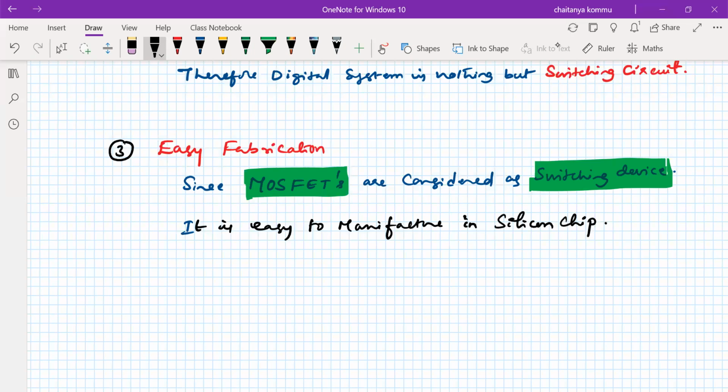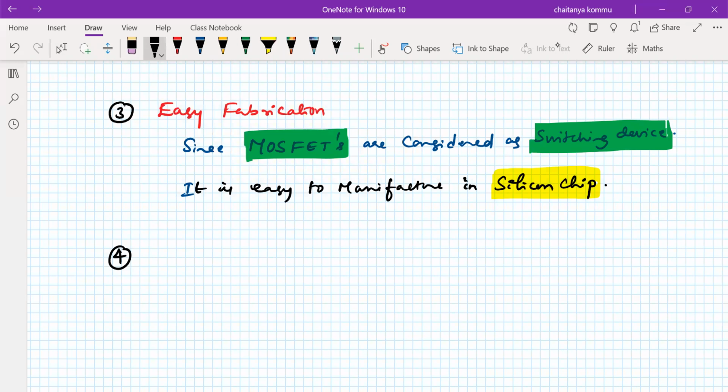Therefore, the MOSFET has a great history. Digital concepts are popular because of the MOSFET, the field effect transistors. Manufacturing on a silicon chip is easy because of the field effect transistors we are using. Apart from this there are many others, but I will try another one: cost effective, less cost, more economical.